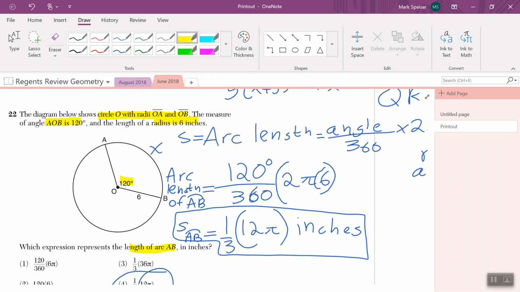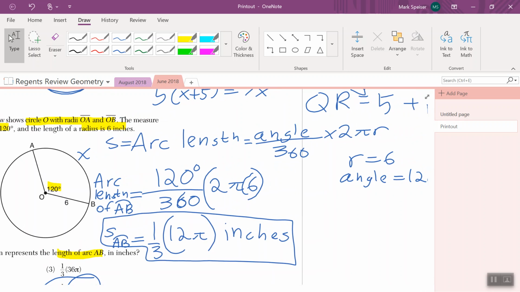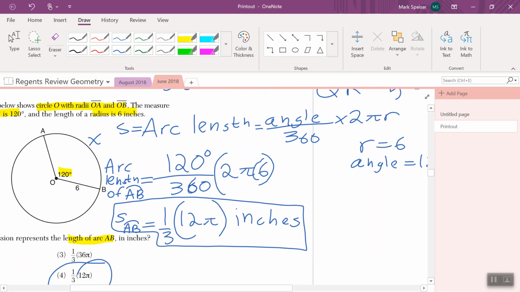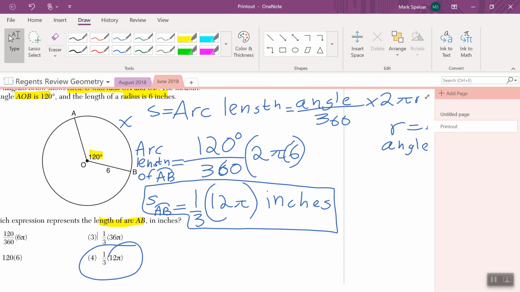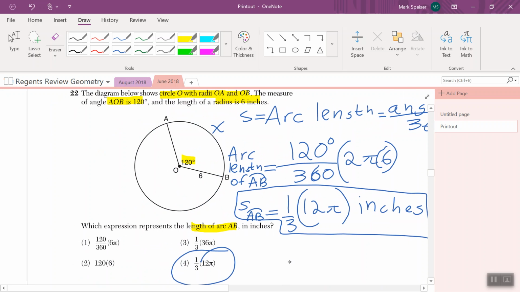Arc length equals the angle out of 360 times 2 pi r, which is the circumference. Our radius is 6. Our angle is 120 degrees. So 120 degrees out of 360, times 2 pi times 6. 2 times 6 is 12. 120 out of 360 simplifies to 1/3. So the arc length, which is known by the letter S, of arc AB is 1/3 times 12 pi inches. Choice number 4.